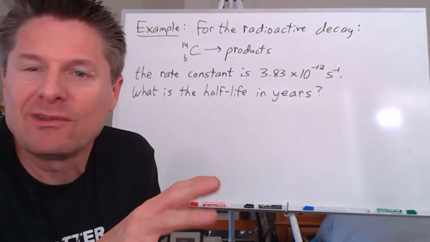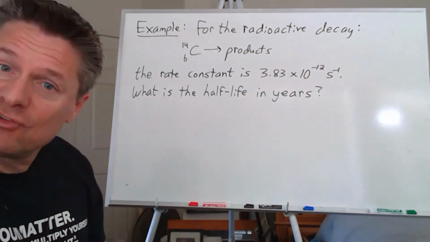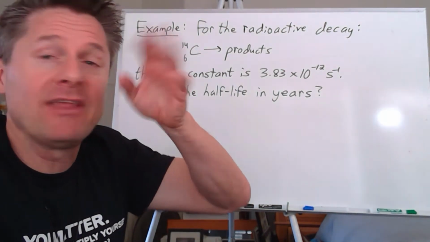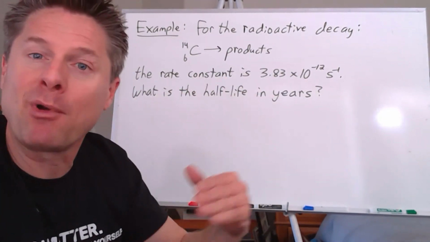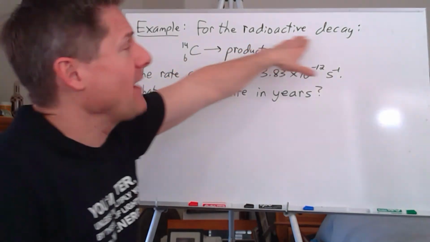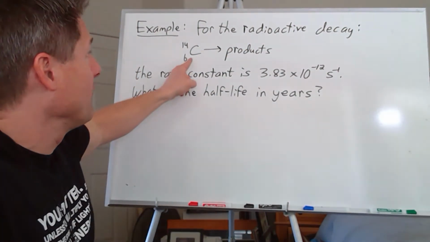If it's zero or second order, you need the initial concentration as well because it's dependent on that. So here's a typical example, and sometimes I'll give you the half-life in order to get the rate constant in order to do something else, kind of like a part A, part B type thing. Well, let's say we've got radioactive decay, hint, hint, first order. We've got carbon-14 going into products.